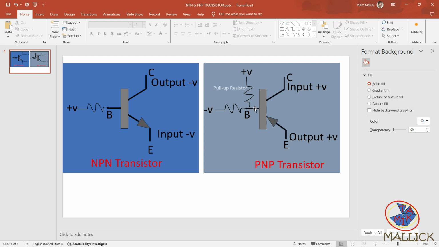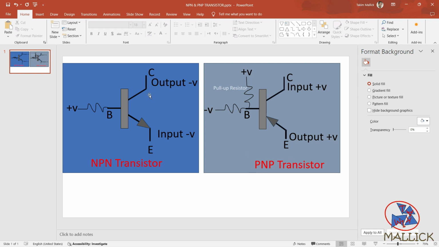And here is a new thing, a pull-up resistor. For the PNP transistor, you have to use a pull-up resistor. If you don't use a pull-up resistor, then your transistor will not work properly. It will get some false trigger in the base. I hope now you can identify, by watching the symbol only, which is NPN and which is PNP.